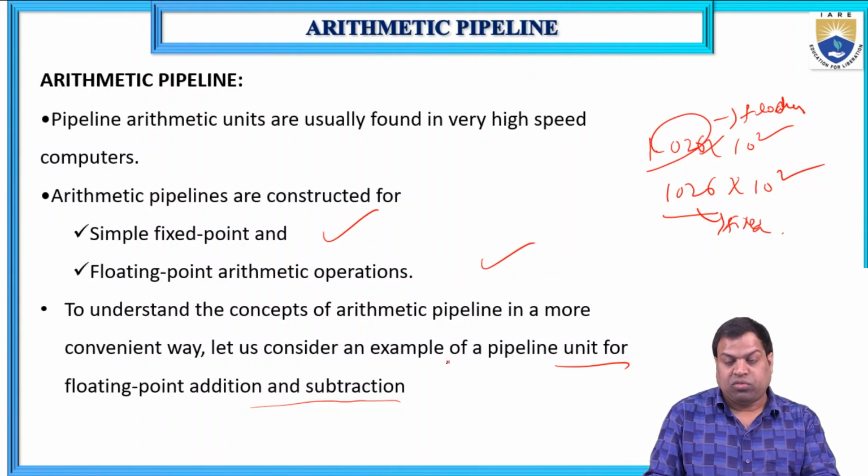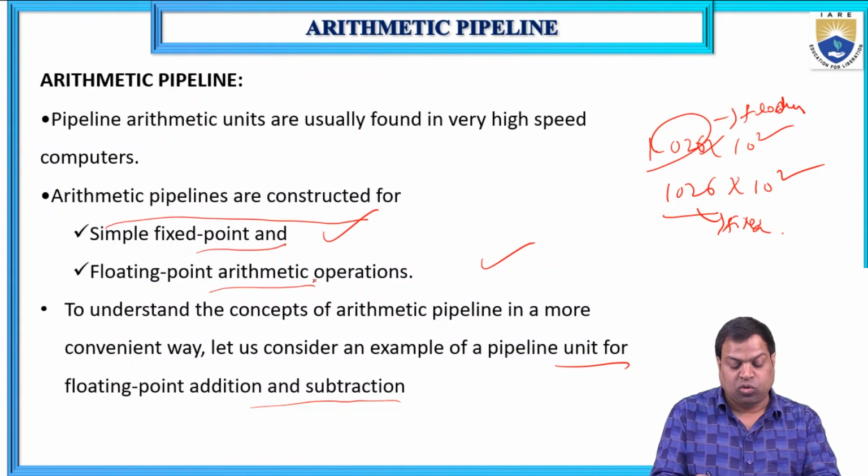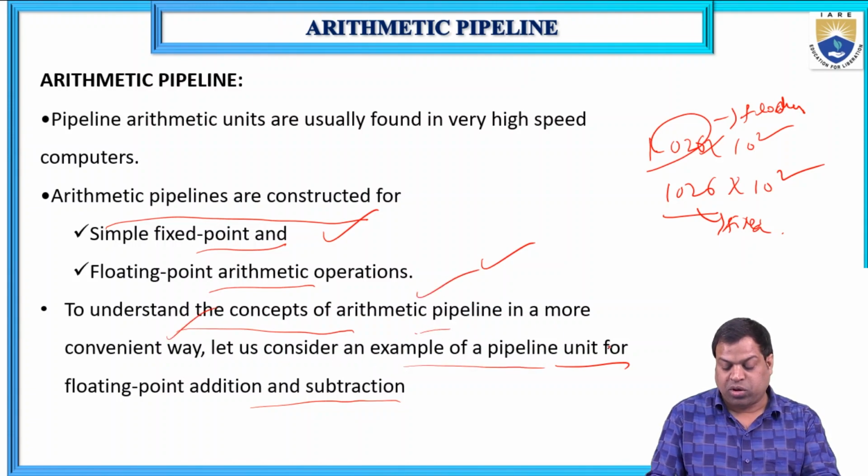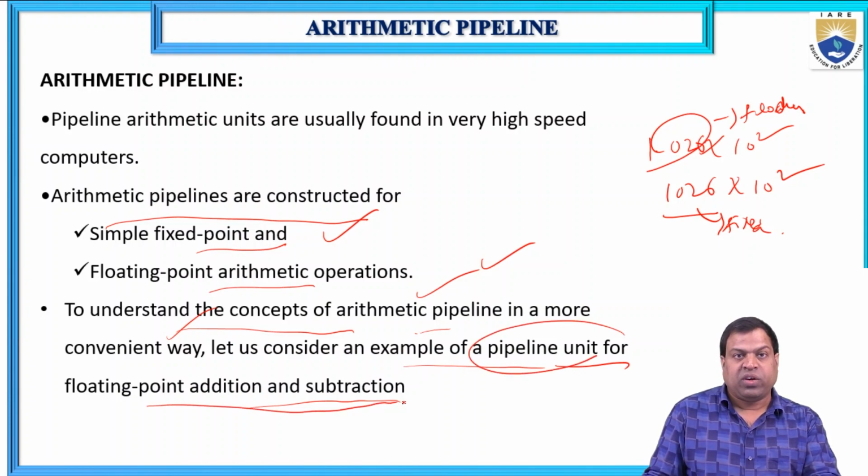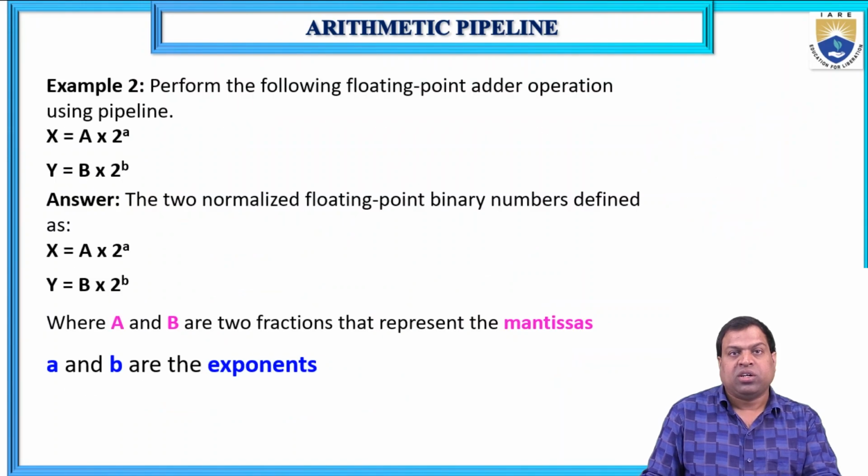To understand the concepts of arithmetic pipeline in a more convenient way, let us consider an example of a pipeline unit for floating point addition and subtraction. We are taking one example as a floating point arithmetic operation. Example 2: perform the following floating point adder operation using pipeline. X equal to A into 2 power a, Y equal to B into 2 power b. The two normalized floating point binary numbers are defined as capital A into 2 power a and capital B into 2 power b, where A and B are two fractions that represent the mantissa, and a and b the exponents.